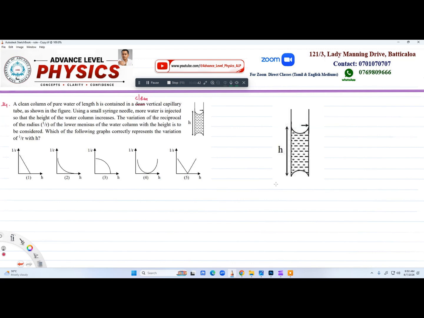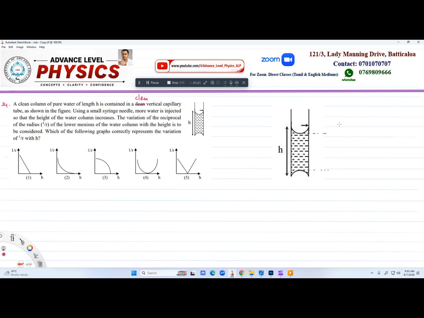The variation of the reciprocal of the radius 1/r of the lower meniscus of the water column with the height is to be considered. Which of the following graphs correctly represents the variation of 1/r with h? Okay. In order to find the correct relation, we need an equation for the pressure difference and the radius of the meniscus, right?